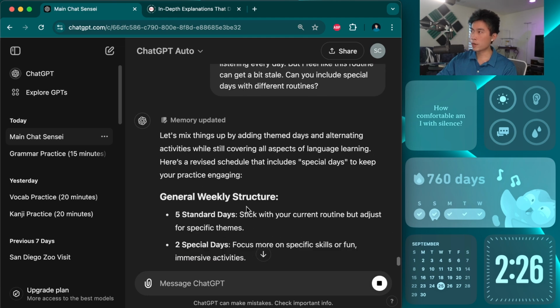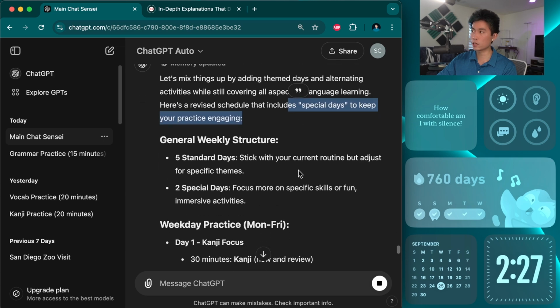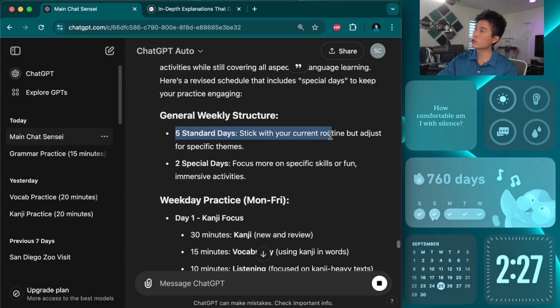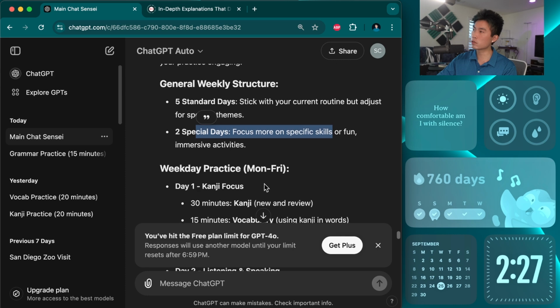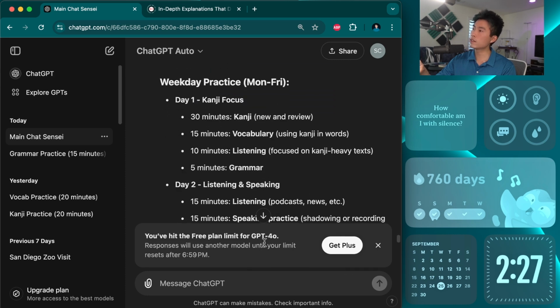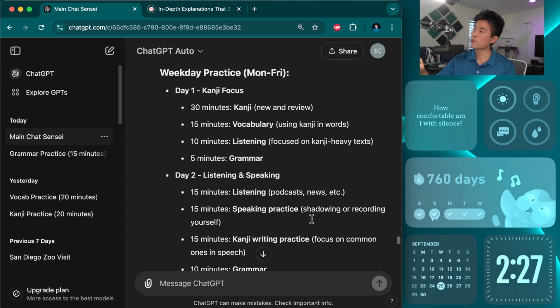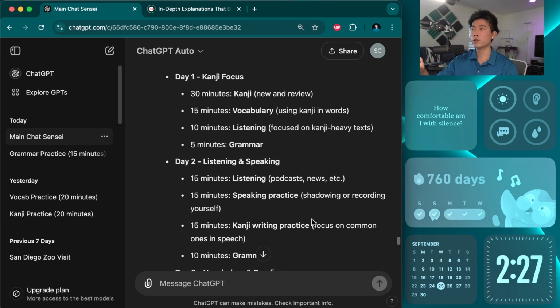All right, let's mix things up by adding theme days and alternating activities while still covering all aspects of language learning. Here's a revised schedule that includes special days to keep your practice engaging. 5 standard days, stick with your current routine, but adjust for specific themes. 2 special days focus on specific skills or fun immersive activities. How did I hit the limit already? Okay. Kanji focus, listening and speaking.